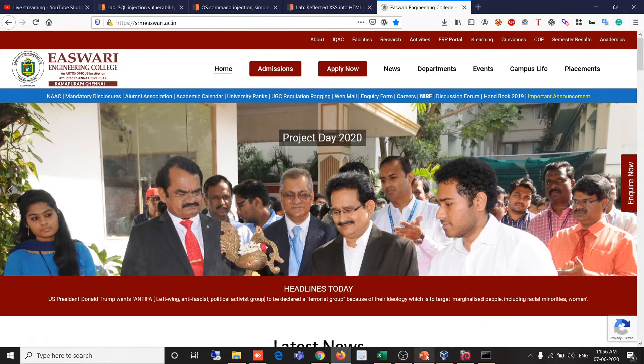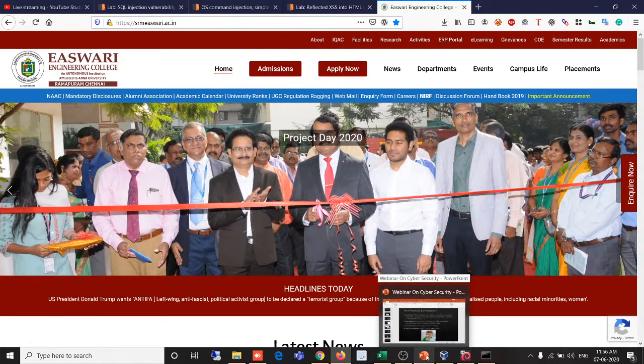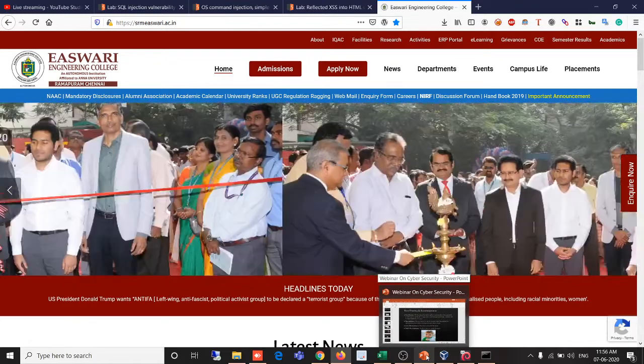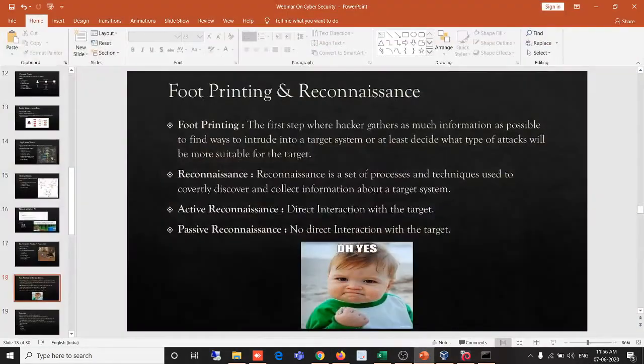And then, I'm just showing you some demo. This is one of the footprinting tools. There are n number of tools for footprinting. This is the initial stage, what these things have. And reconnaissance is to further collect information. It's all in the same phase.